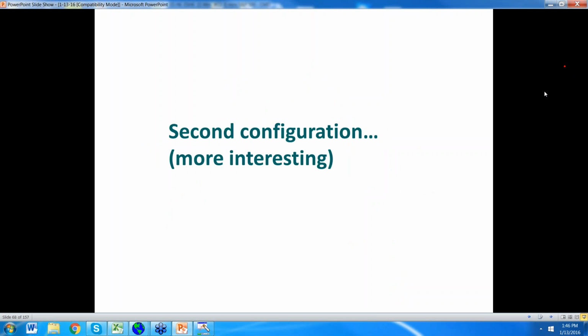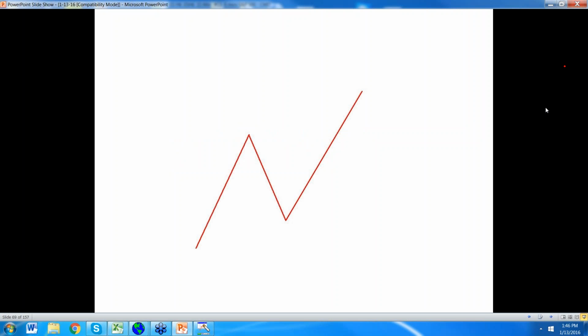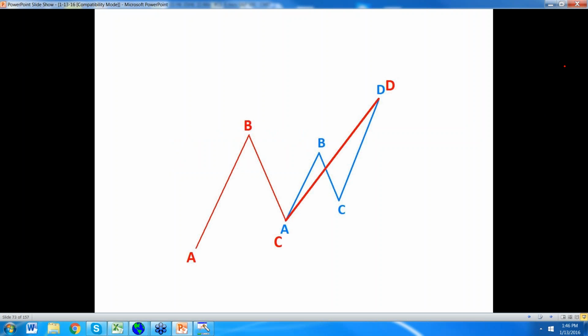Now the second configuration is more interesting. I like this better. Why is that? Well, let's take a look at this uptrending measure move. Look at this leg, the CD leg right here. Now, if this CD leg gets broken down into a measure move that looks like this, it is different than the first configuration. And the reason why is that the blue pattern has a measure move that is not in a series. Point B in blue is lower than point B in red.